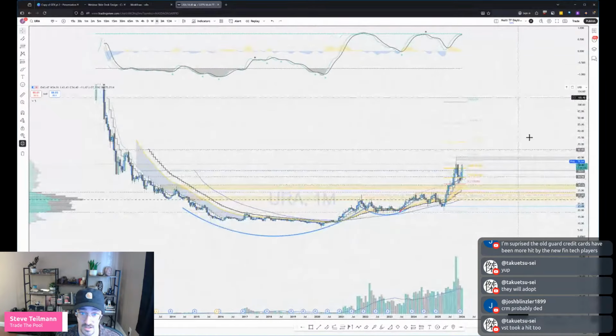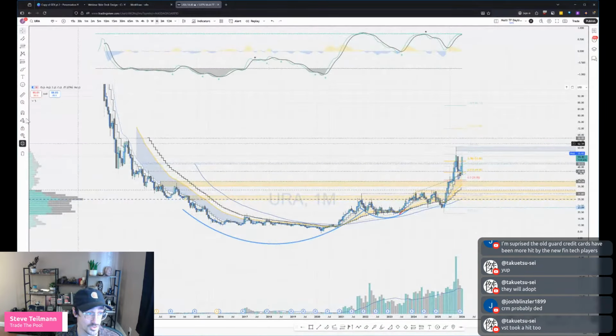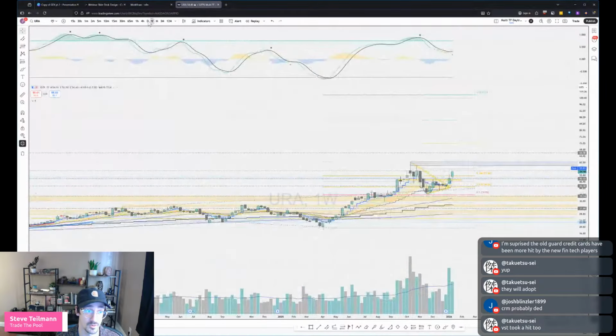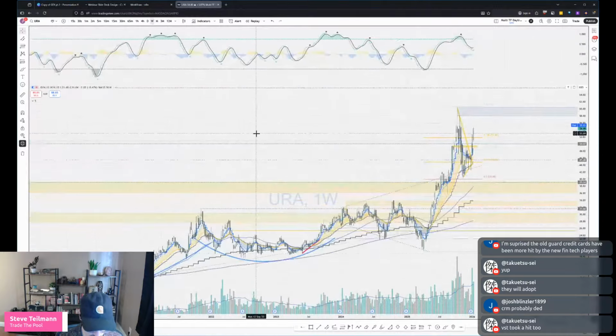Love charts like this. So I think URA, which is the ETF of uranium sector plays, is good for at least 30% before it makes a decision. It could reject up here at 71. Very possible. Regardless, these names are going up, and we're going to talk about a few of them. So these are the ones that we've been playing.